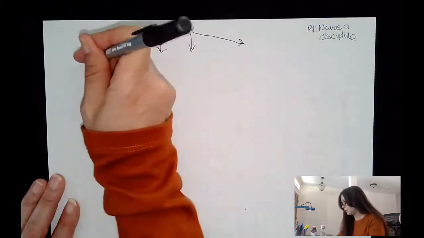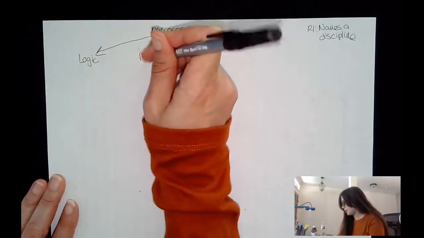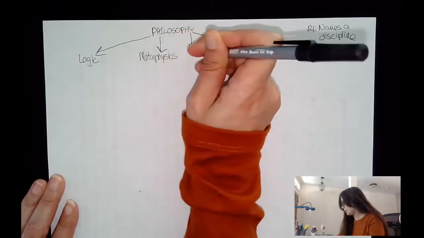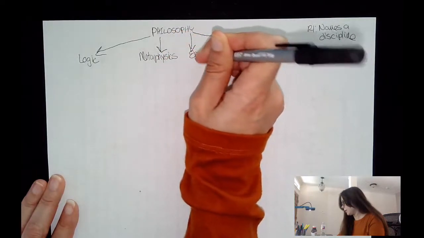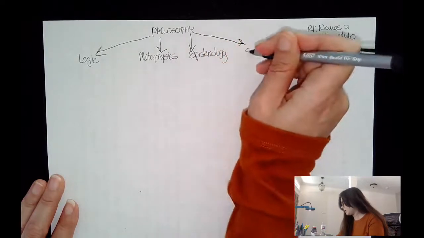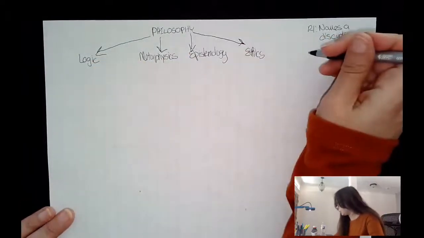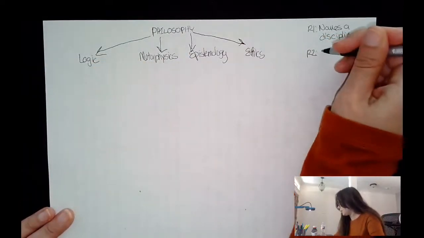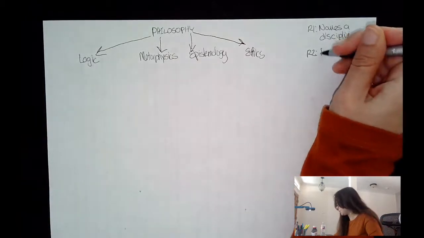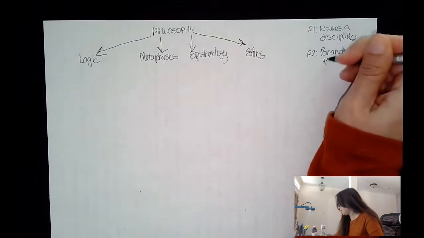So logic, metaphysics. You're going to replicate this in your own handwriting: epistemology, and of course, ethics. All right, so this is row 2, so write that down. These words right here, they name branches of the discipline.